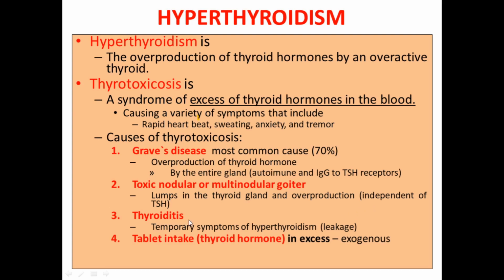Next cause is thyroiditis, meaning inflammation of the thyroid. Sometimes there will be inflammation, and that inflammation may cause leakage, and due to that leakage, hyperthyroidism can occur temporarily. Next one is excessive intake of the thyroid hormone. If we are taking excessive thyroid hormone, we are able to see its side effects as hyperthyroidism. So all these are the causes of the thyrotoxicosis, and we're going to treat that thyrotoxicosis with the help of anti-thyroid drug. So now we'll move to the next part, which is called anti-thyroid drug.